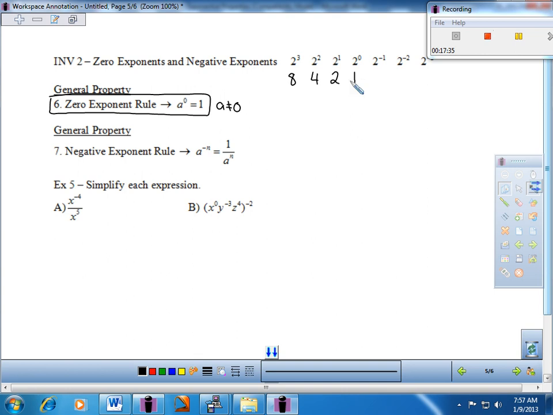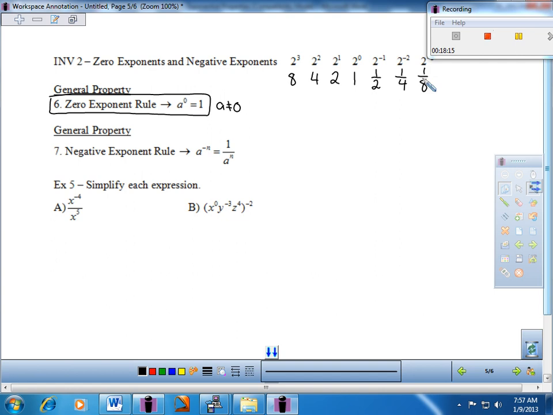Well, let's continue. Just working on down. Again, every time I lose an exponent, I would divide by 2. I lose a factor of 2. So 1 divided by 2 is 1/2. 1 over 2. 1/2 divided by 2 is 1/4. So 1 over 4. And this would be 2 to the negative third. Same thing. Losing an exponent means I divide by 2. So that would be 1 over 8.